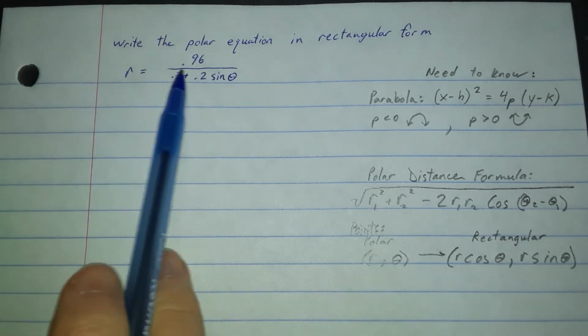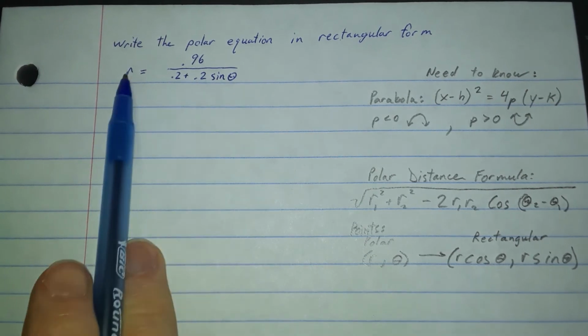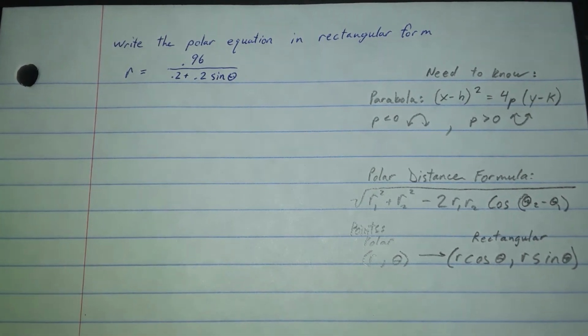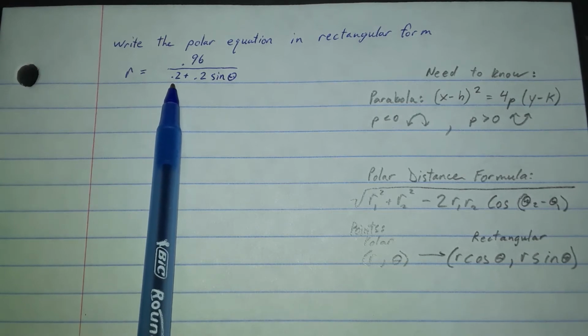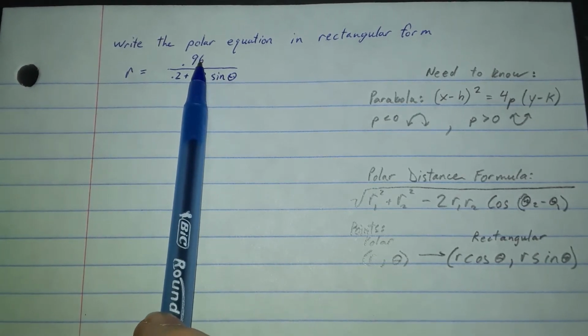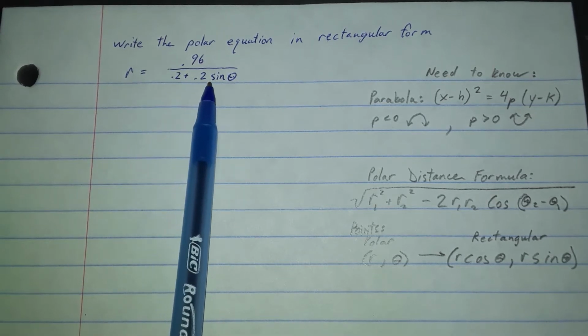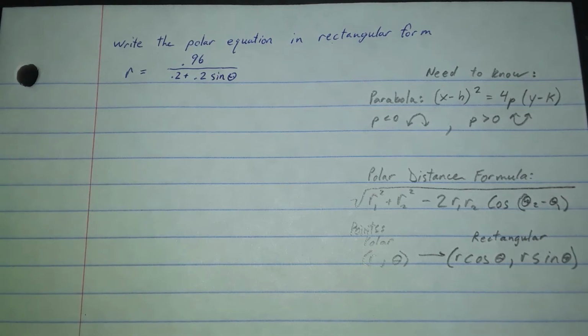We're going to write the polar equation in rectangular form, starting with this polar equation. The first step that we want to do is to put this polar equation in standard form, which means we want a leading one here. So I'm going to divide this term and this term by 0.2 so that we have standard form.